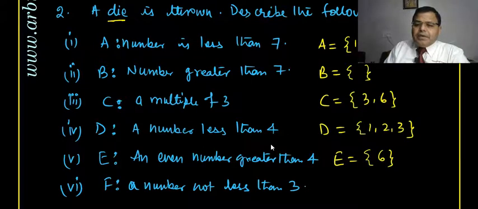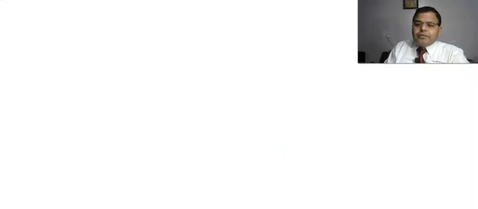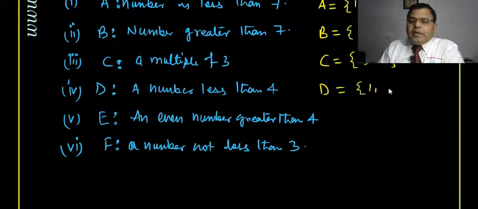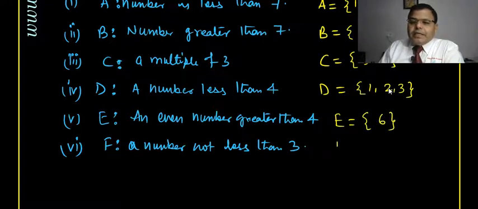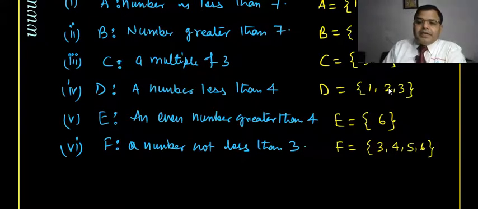And F is the number not less than 3, it means 3, 4, 5, 6, these are not less than 3. So these are a few events that have been described here.